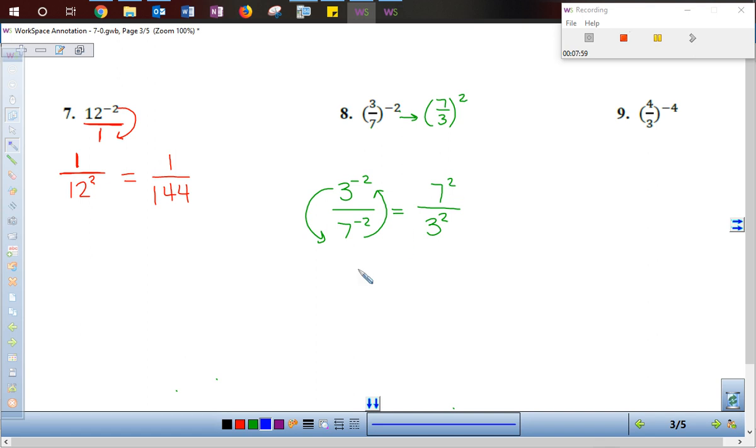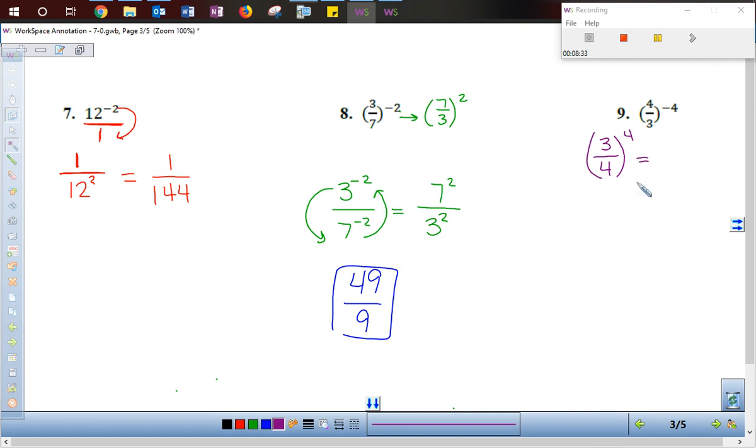Now I can do this in my head. 7 squared is going to give me 49, and 3 squared is going to give me 9. So 3 over 7 to the negative second is the same thing as 7 over 3 to the positive second, which gives me 49 over 9. Well, let's try it again on number 9. I have 4 over 3 to the negative fourth. Since the entire fraction is being raised to a negative exponent, we need to reciprocate it. That means I'm going to have 3 over 4 to the positive fourth.